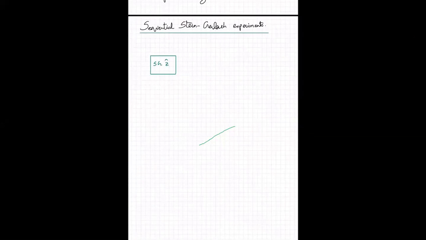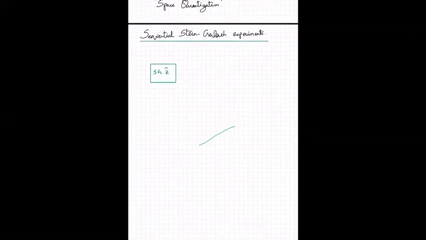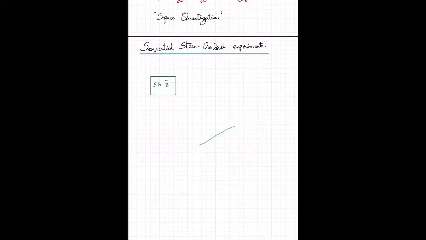The outcome of this experiment is that it splits the incoming silver atoms into two beams, one beam over here and one beam over here. This is the beam with Sz value plus ħ/2, and this is the beam with Sz value minus ħ/2.